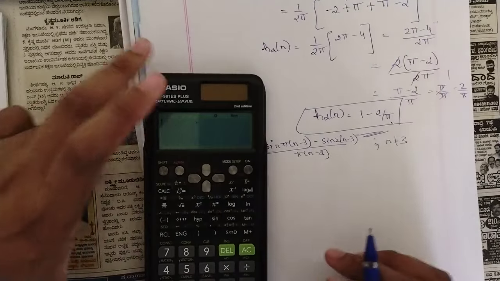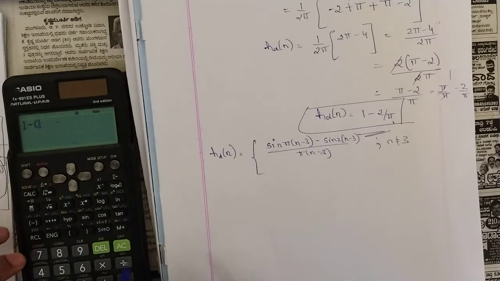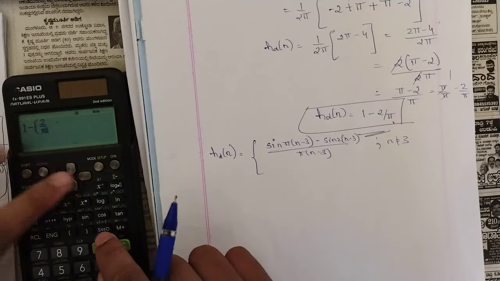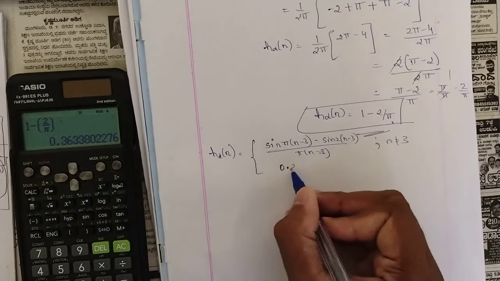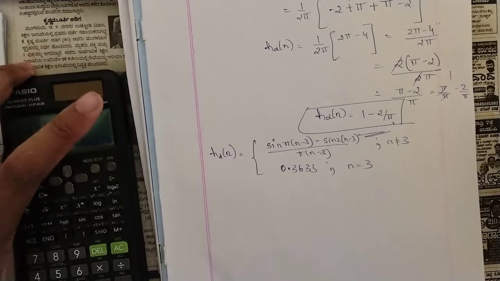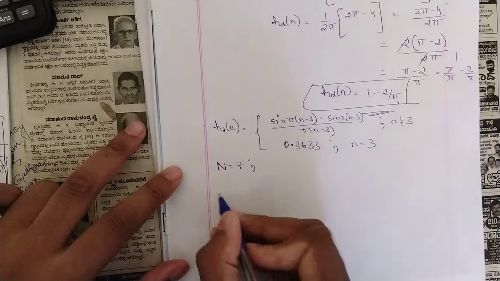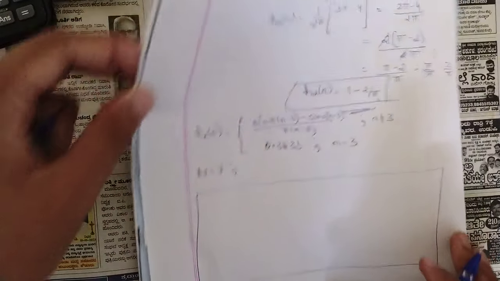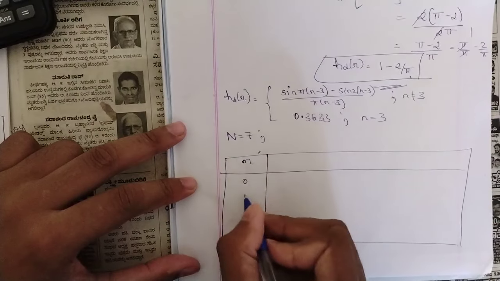Let us solve that and let us see in the decimals what is the answer. 1 minus 2 by π is 0.3633. That I am writing it here. 0.3633, this is for n equal to 3. Okay, now let us make the table. N equal to 7. Put all the values of n from 0 to 6.